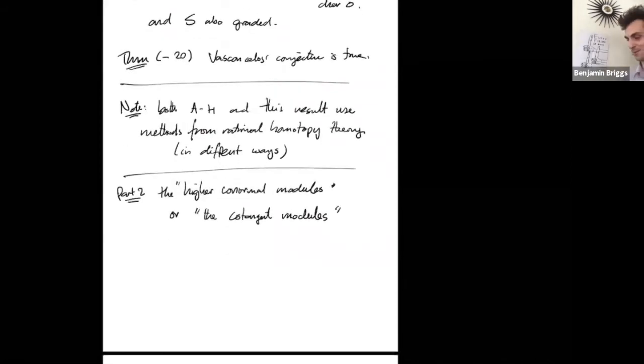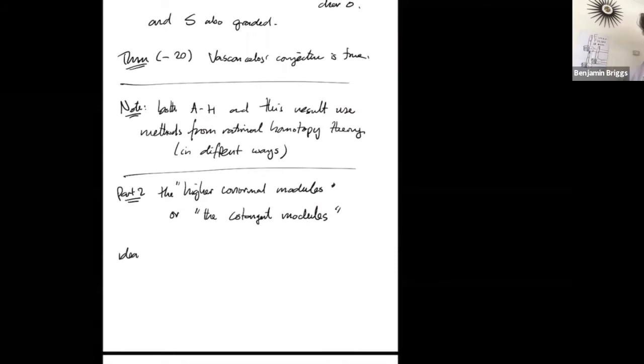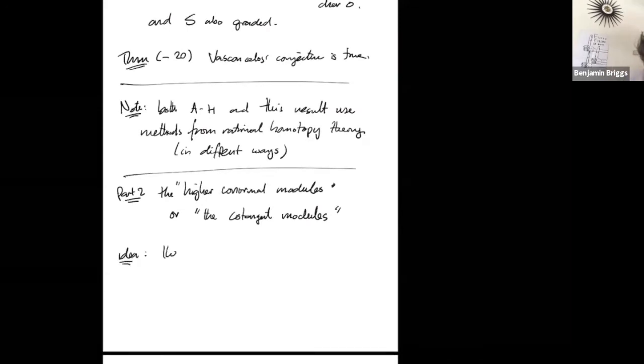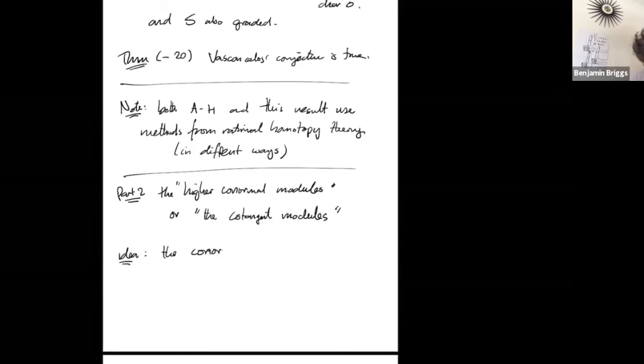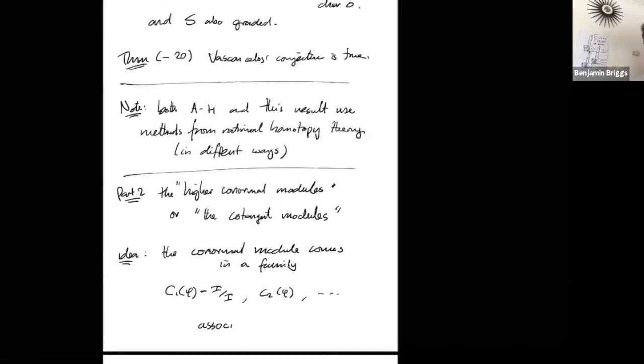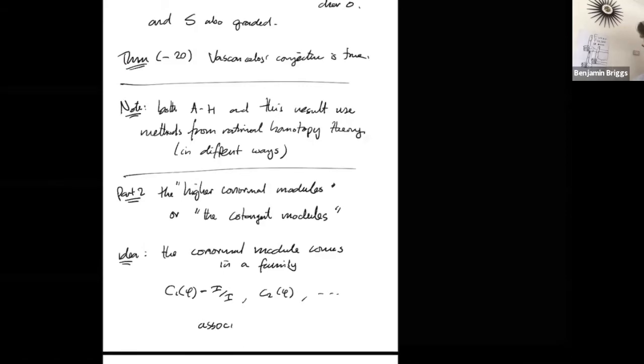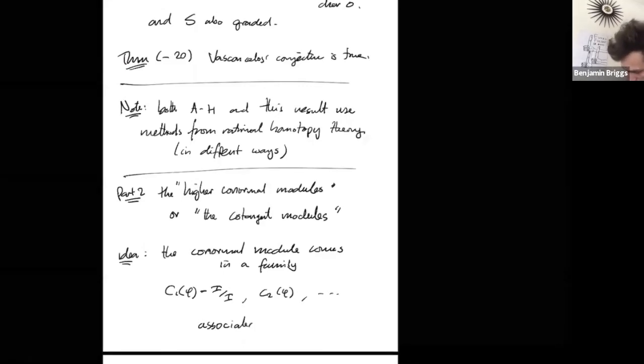Okay, so what I'm going to do is explain what these things are. So the idea is that the conormal module actually comes in this infinite family of modules. So the first one, which I'll call C1 of phi, is the conormal module. And then there's C2 of phi and C3 of phi and so on. So from any homomorphism, you get this sequence of modules. And the first one is always the conormal module. And the rest of them seem to be pretty interesting as well, associated to phi.